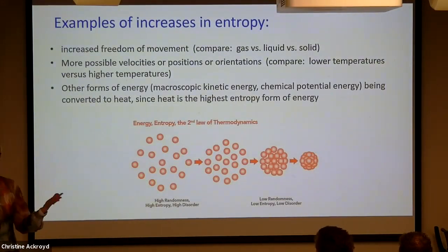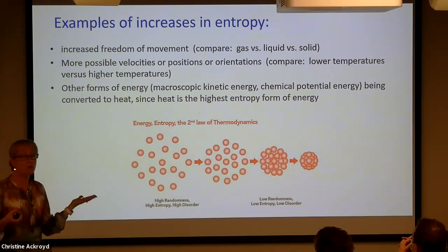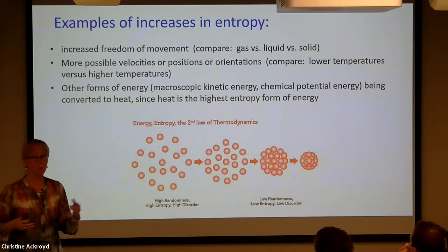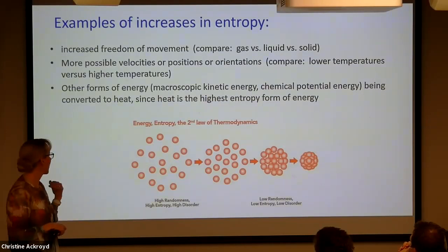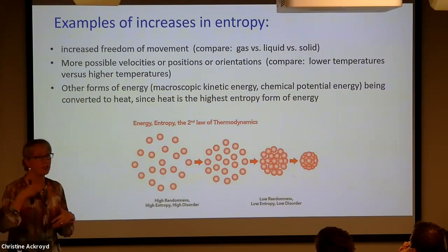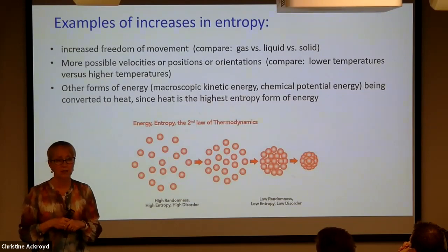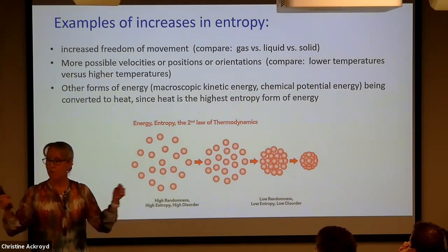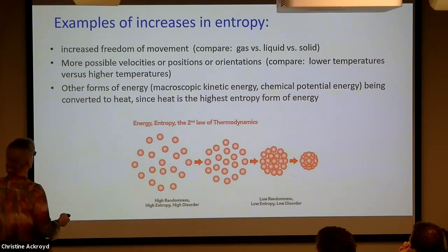Okay, so what kinds of things correspond to different entropy? Anytime there's more molecular movement, there's more choices for where the molecules can be. So entropy goes up. So a gas has higher entropy than a salt. If you increase the temperature, what happens to the molecules? They get more bond vibration, they have a little more mobility. So increasing the temperature results in increasing entropy.